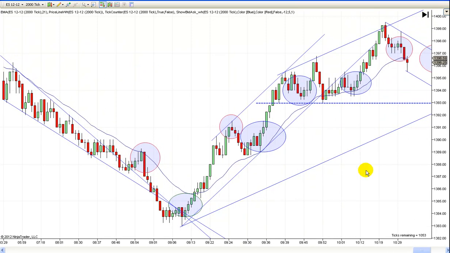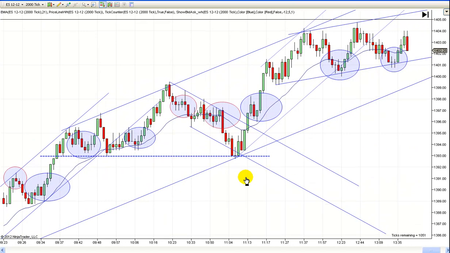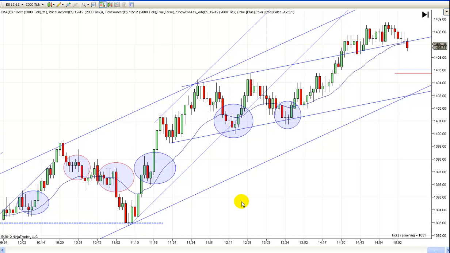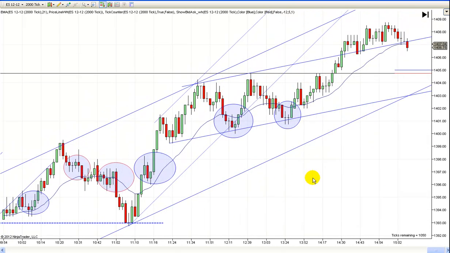Don't let your chart get so junked up that you don't know what's going on or that you can't read the price action. Especially with these short-term trend lines, once it's over, get them out of the way, and then it's just not as confusing, I guess is what I'm trying to say.